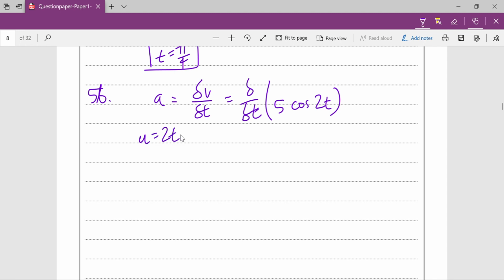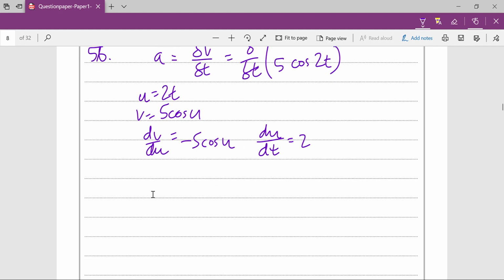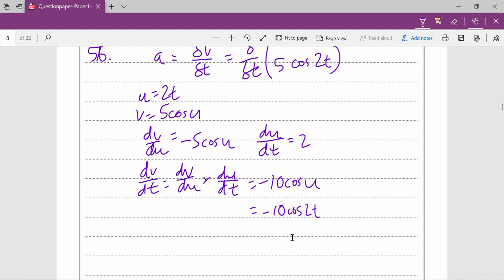So let u be equal to 2t. V is 5 cosine u. dv by du is minus 5 cosine u. And du by dt is just 2. And dv by dt is dv by du multiplied by du by dt. Like this fraction and this fraction cancel out because they're the same infinitesimally small change in u, which would be equal to minus 10 cos u, which would be equal to minus 10 cos 2t, making the substitution to get back to the t world.